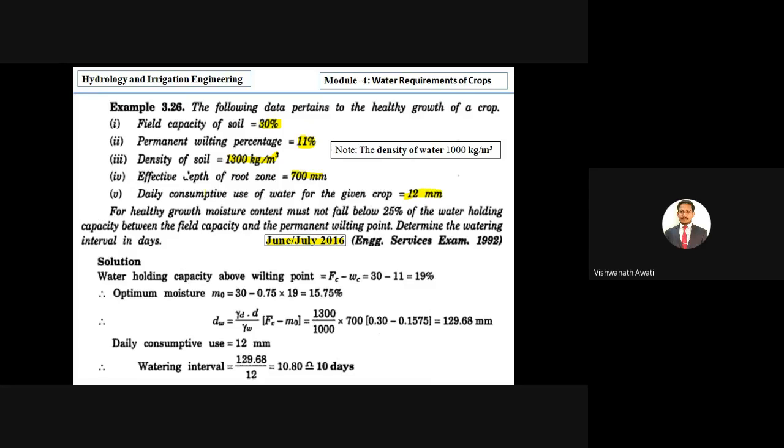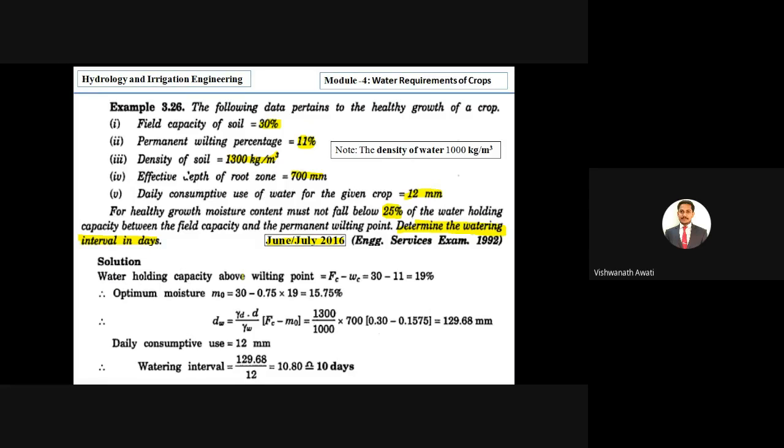For healthy growth, the moisture content must not fall below 25% of the water holding capacity between field capacity and permanent wilting point. Determine the water interval in days. So they are asking to determine the water interval in days, correct? Water interval means the frequency of irrigation. So we'll see how to calculate.